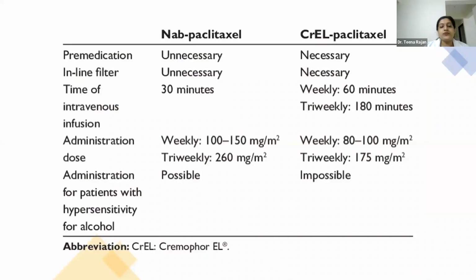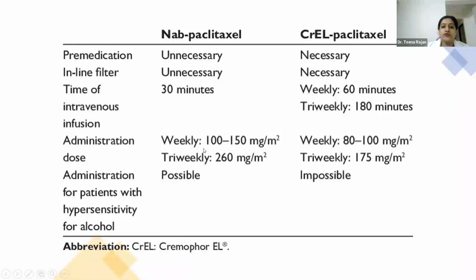So coming to the basic difference between nab-paclitaxel and your solvent-based or Cremophor-based paclitaxel: pre-medication, since the allergen is less in nab-paclitaxel, is unnecessary. And the intravenous infusion you can finish in 30 minutes for nab-paclitaxel. For conventional paclitaxel, if you're giving a weekly schedule, infusion time is around 60 minutes. And if it's a tri-weekly schedule, it is 180 minutes.